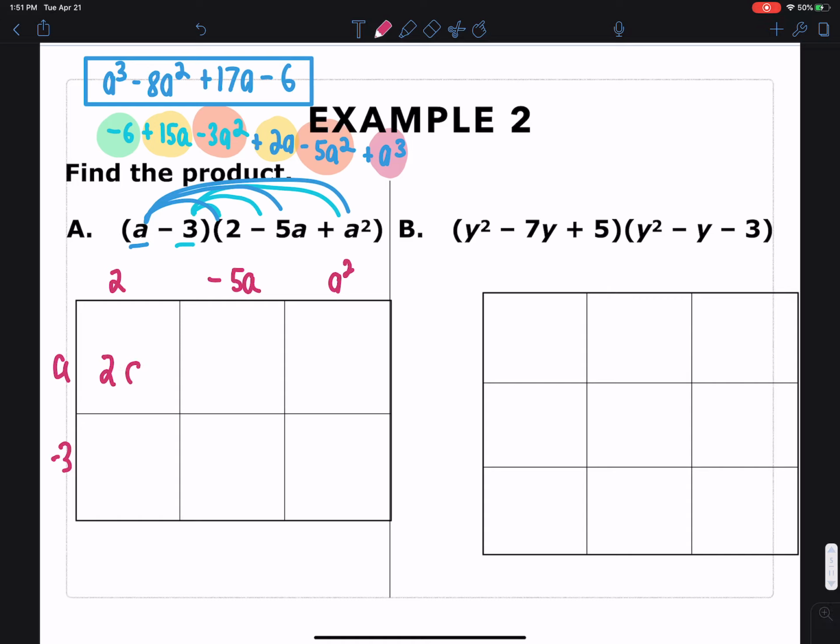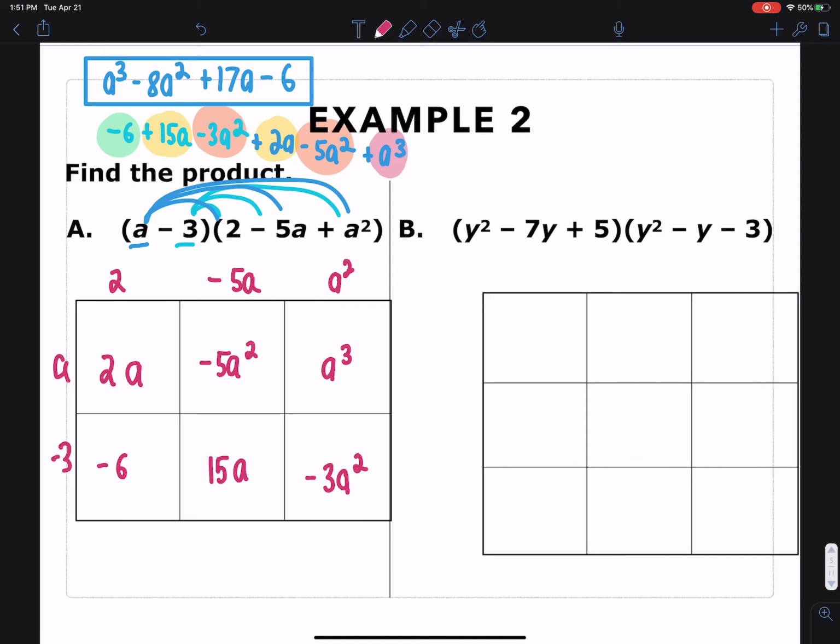And then negative 5a times a is negative 5a squared. And then a times a squared is going to be a to the third. Negative 3 times 2 is negative 6. Negative 3 times negative 5, positive 15a. And then we have minus 3a squared.